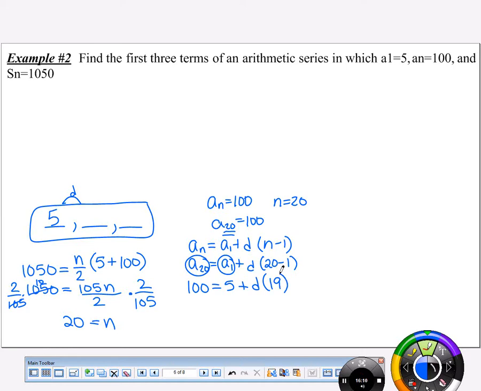So now I have a simpler linear equation. If I subtract 5 from both sides, I'll have 95 equals 19d. And then if I take 95 and divide it by 19, I have that d is equal to 5. Now that I know that the common difference is 5, I'm going to add 5 each time to create the next term in my sequence. So the first term was 5. 5 plus 5 would be 10. So 10 will be the next term. 10 plus 5 would be 15. So 15 will be the last term.